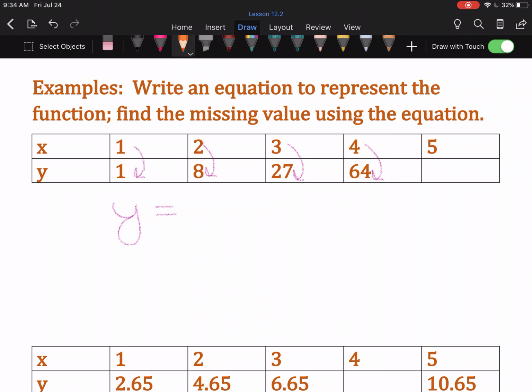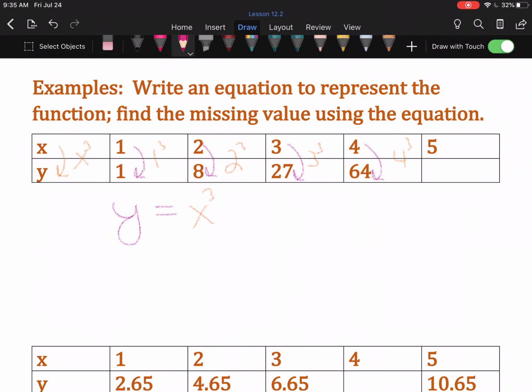What about exponents? We know it's not 2 squared because 2 times 2 is 4. But 2 times 2 times 2 is 8. Well, what's 1 times 1 times 1? That's 1. So that's the third power. What's 3 times 3? 9. What's 9 times 3? 27. Hey, that's 3 to the third power. 4 times 4 is 16, and 16 times 4 is 64. So what's happening? We're taking the x value and we are cubing it. y is equal to x cubed.